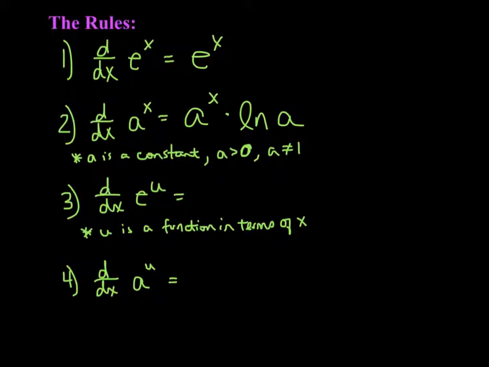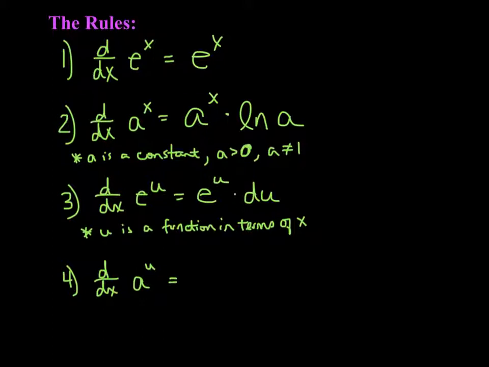Now, what happens when you have an exponential function where your exponent is a function in terms of x? Well, then we note it like this. We say d dx of e to the u. Remember, u is a function in terms of x. To take the derivative of this, we do e to the u, so we copy what we're given, times the derivative of that function in terms of x, the derivative of the exponent. So e to the u du.